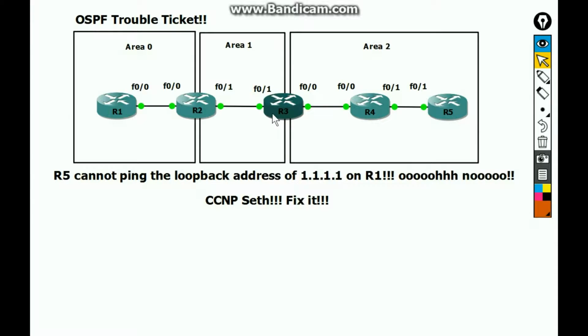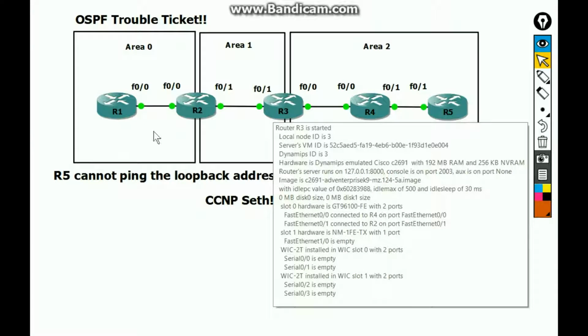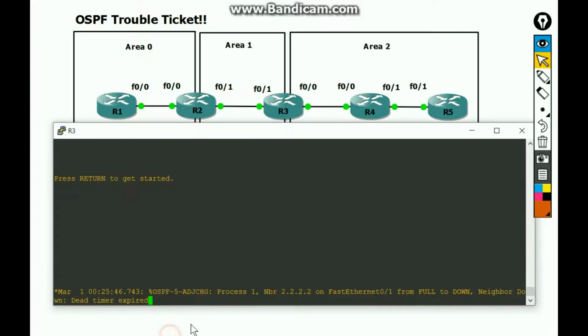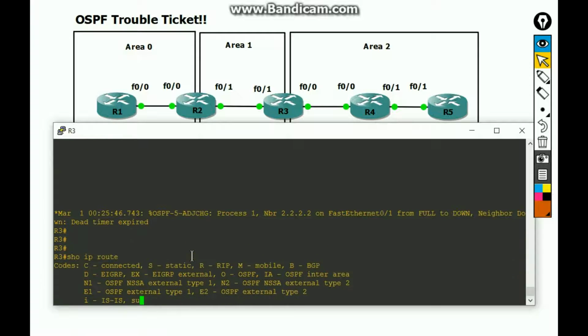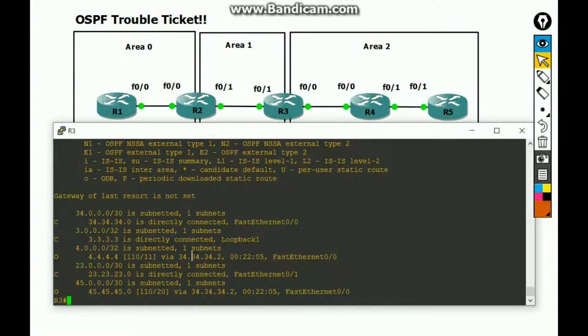Let's see if R3 has routes to R1. Let's bring up R3. What do we got here? Neighbor down, dead timer. All right, so we just have problems all over the place. So let's do show ip route. Even router 3, which is in area 1, doesn't have a route to 1.1.1.1. Wow, so we have a big issue here. So let's look at the routing configs to see if router 3 is actually sending hello packets and getting neighbor relationships.